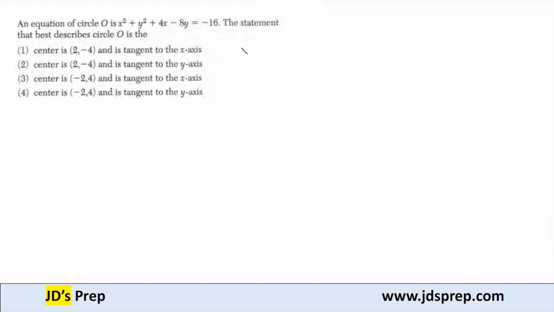So let's take x squared plus y squared plus 4x minus 8y equals negative 16, and let's rearrange this and get this into its standard form. So first thing is we're just going to take those two in the middle and flip them around so that like terms are next to one another.